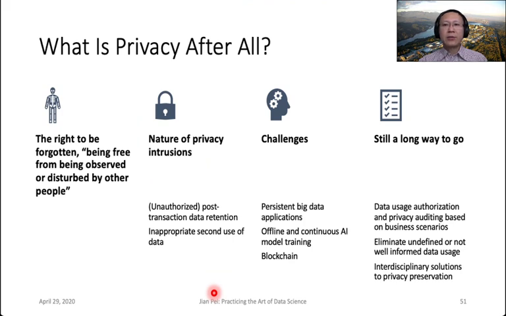If we ask, what is privacy after all? One annotation is that privacy is really the right to be forgotten, being free from being observed or disturbed by other people. And the natural privacy intrusion is that some people, particularly those unauthorized people, pose transaction data retention. And also, there is inappropriate second use of data, which is one kind of privacy intrusion.